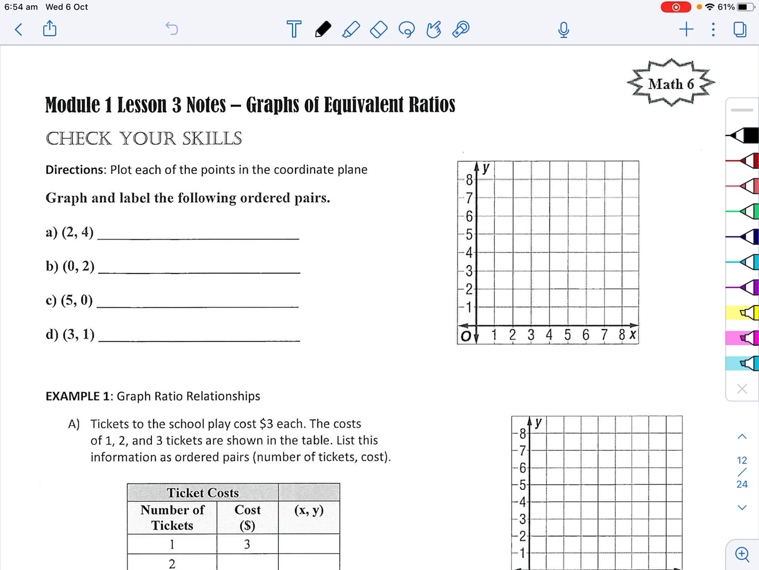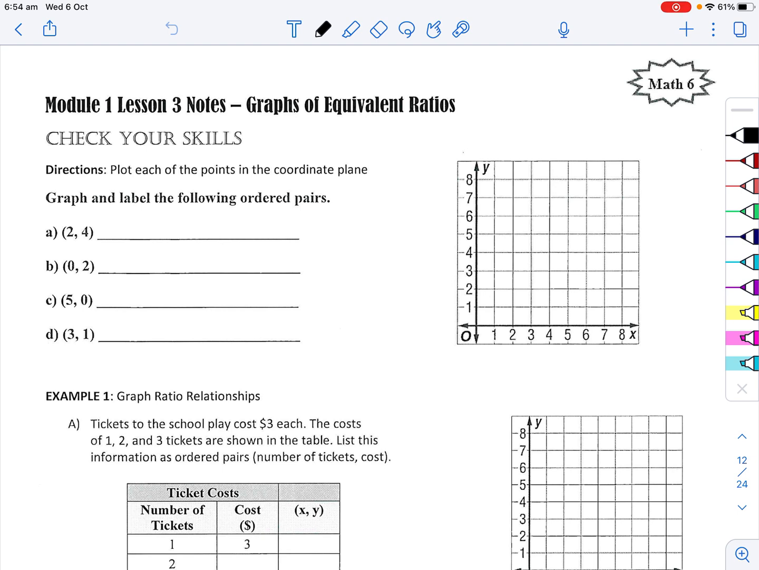Hey everyone, today we are going to be talking about lesson 1.3, which is graphs of equivalent ratios. So we've been working with equivalent ratios for quite a while, and we've worked on scaling forward and scaling backward with equivalent ratios. And now we're going to put those things on the graph and see what that relationship looks like. So I have this little tiny check your skill section here for plotting points, just to do a brief review of how to plot points.